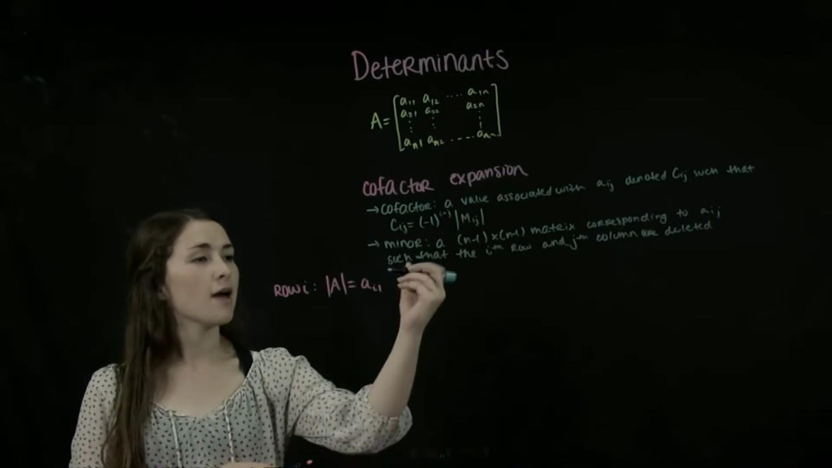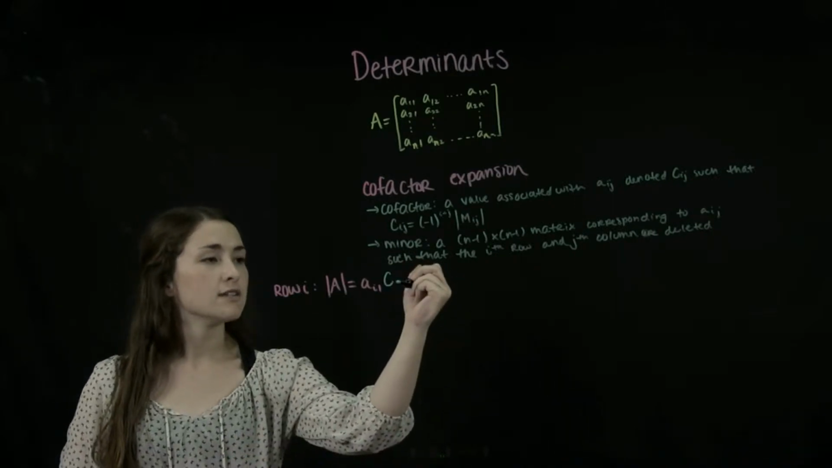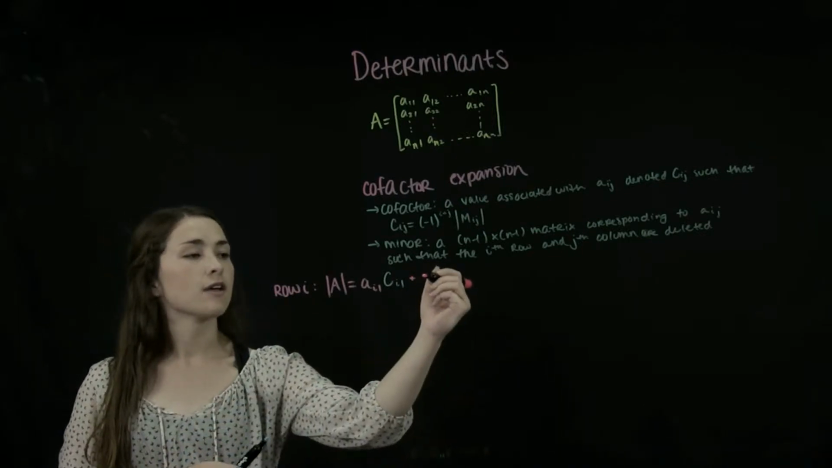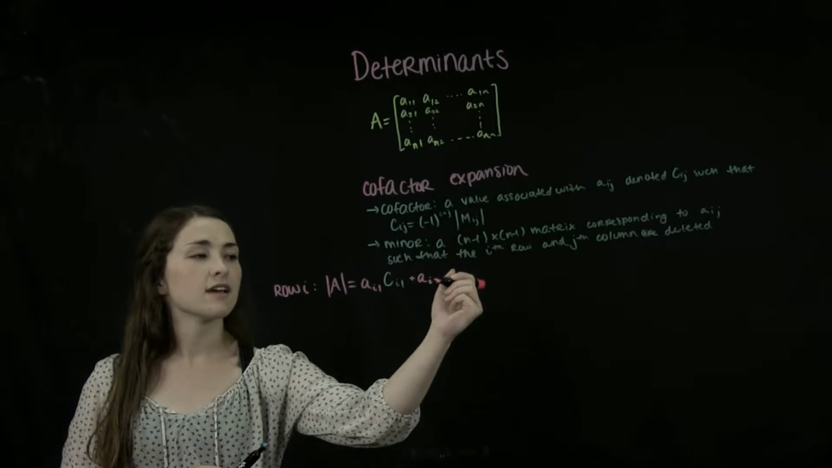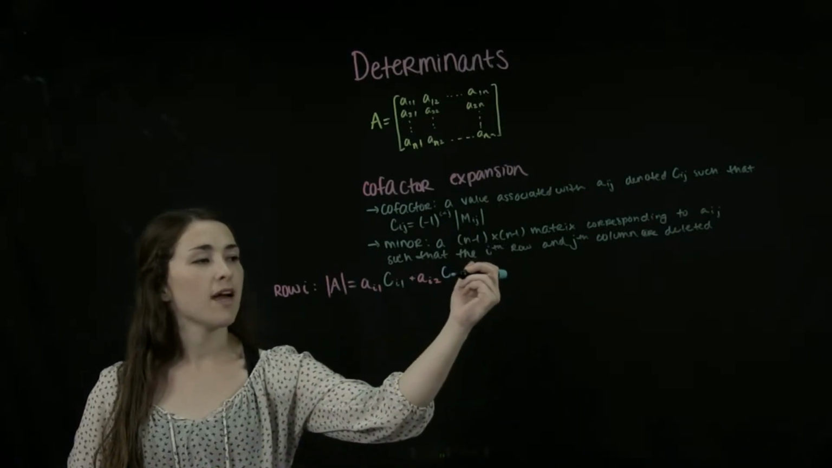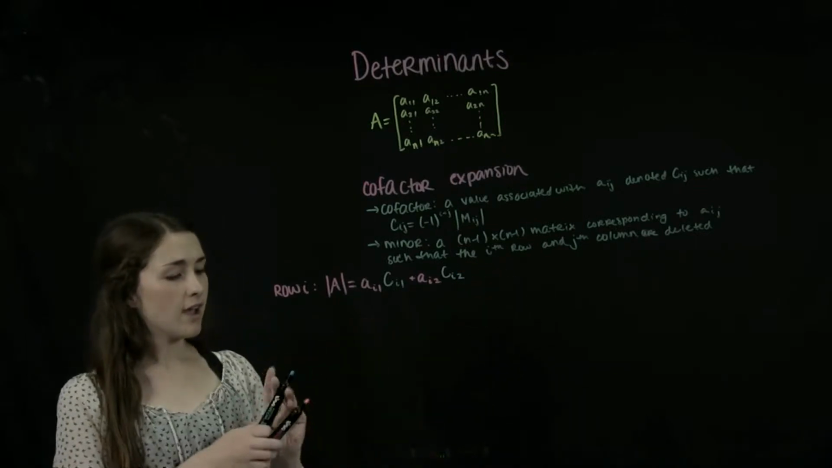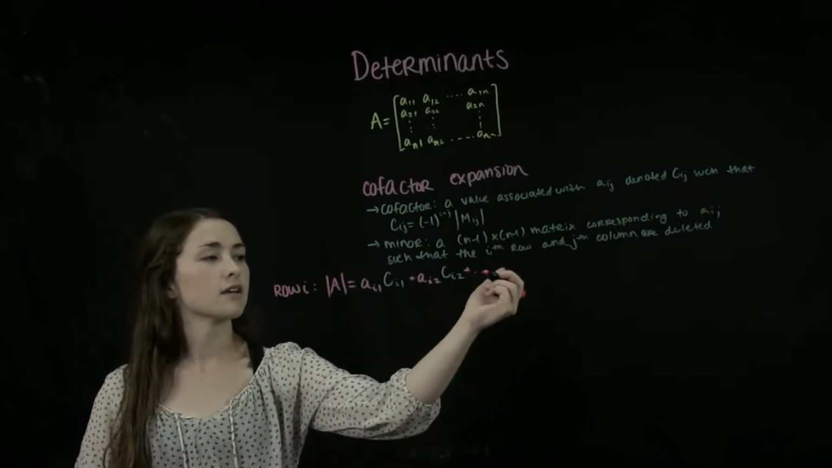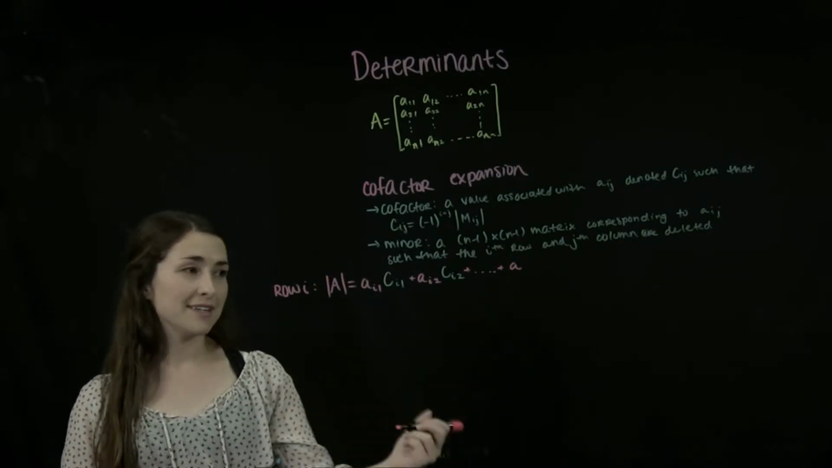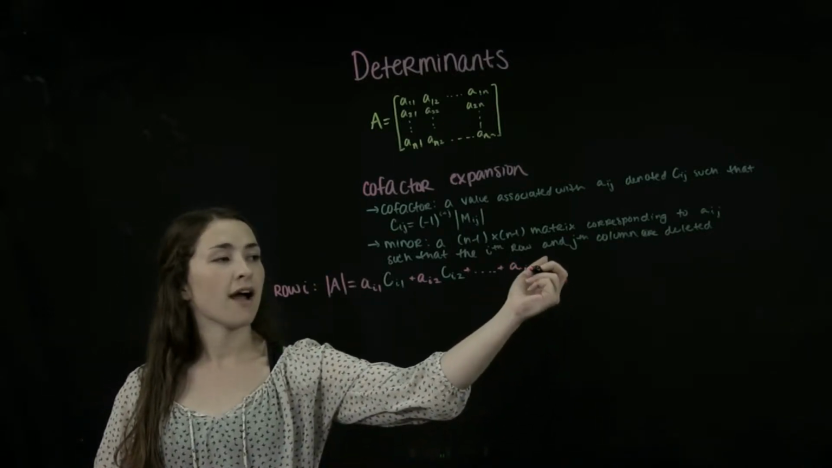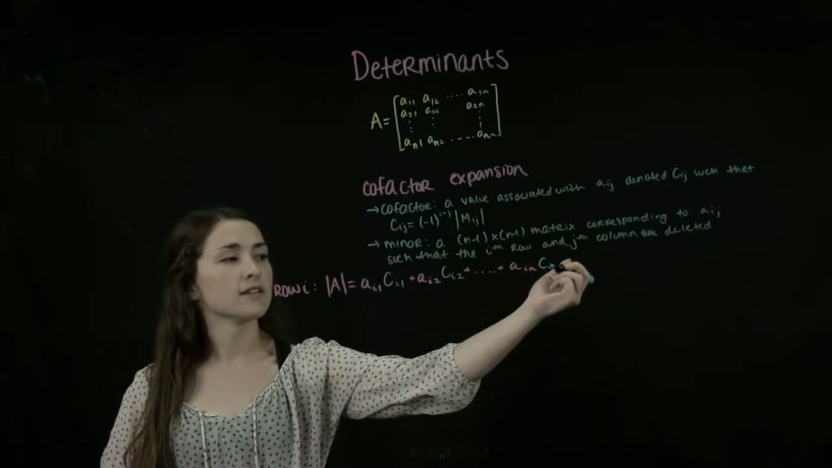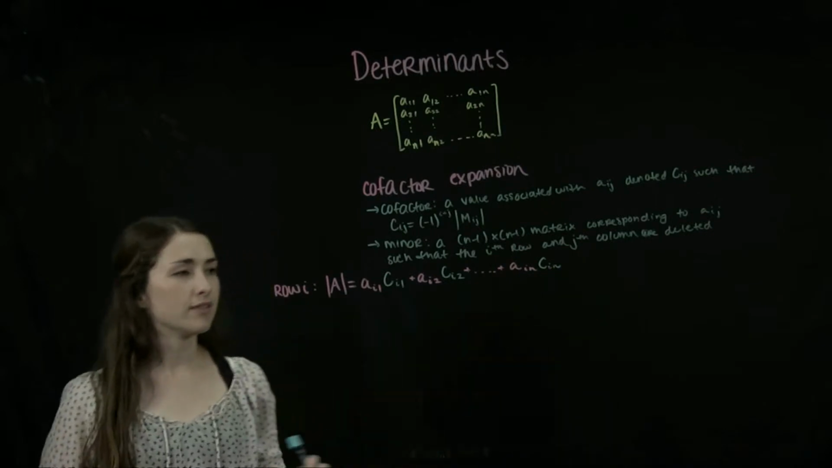We're going to multiply that by its cofactor, C sub I1, and add it to the next element in that row, a sub I2, and multiply that by its cofactor. And we're going to keep on doing this until we get to the last element in that row, a sub in. We're going to multiply that by its cofactor, right there like that.